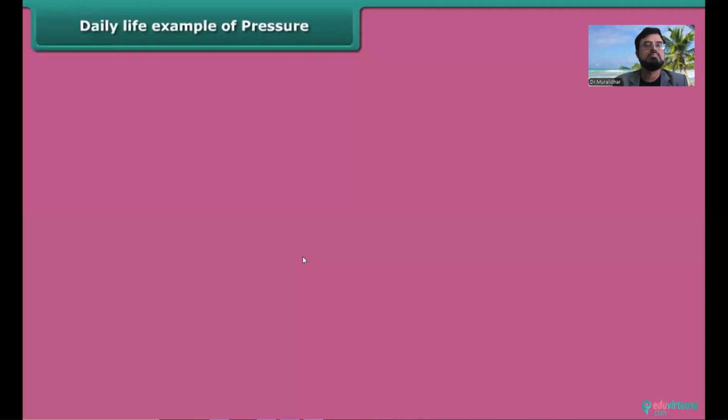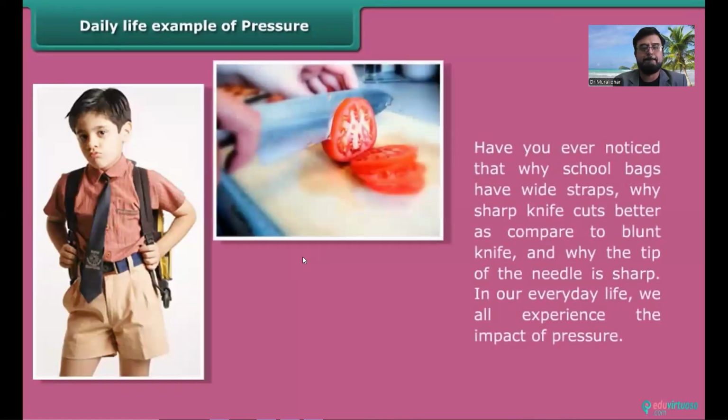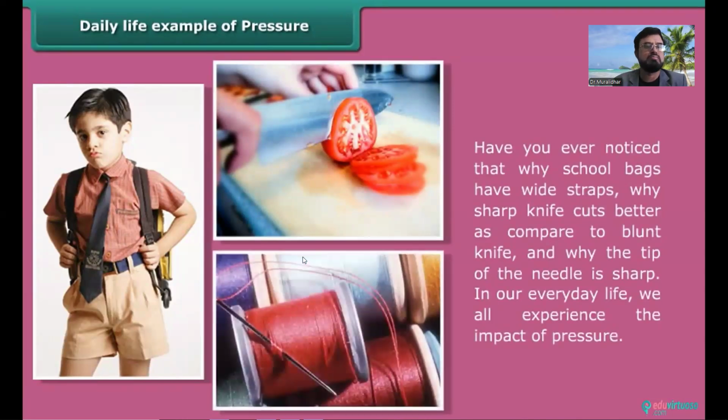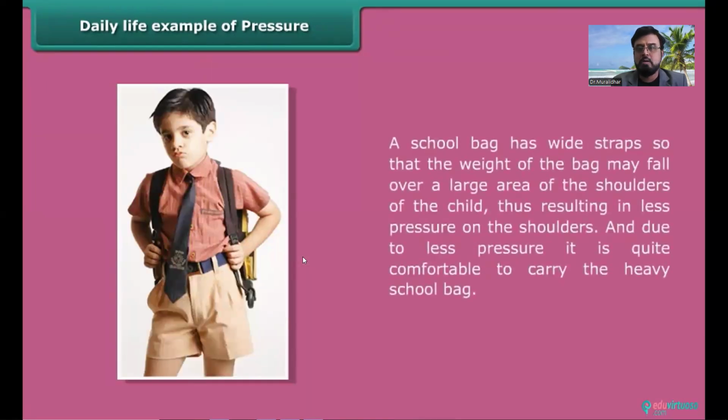Daily life examples of pressure. Have you ever noticed why school bags have wide straps? Why does a sharp knife cut better as compared to a blunt knife? And why is the tip of the needle sharp? In our everyday life, we all experience the impact of pressure. A school bag has wide straps so that the weight of the bag may fall over a large area of the shoulders of the child, thus resulting in less pressure on the shoulders. And due to less pressure, it is quite comfortable to carry the heavy school bag.